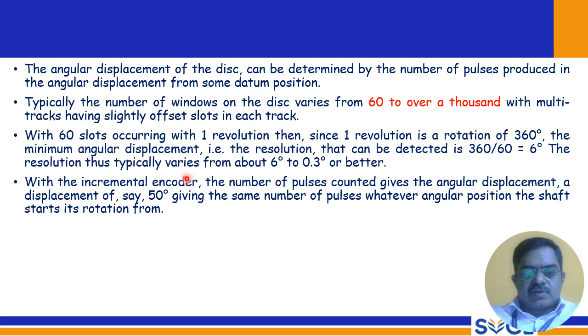With the incremental encoder, the number of pulses counted gives the angular displacement. A displacement of say 50 degrees gives the same number of pulses, whatever angular position the shaft starts its rotation from. So that is the resolution of the rotating disc or incremental encoder. And in the next diagram, it will be clear how the tracks are measured.